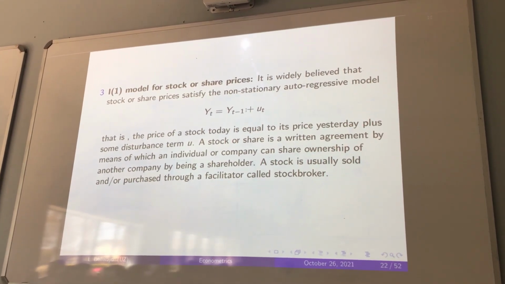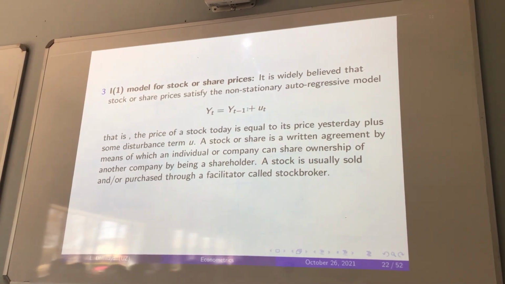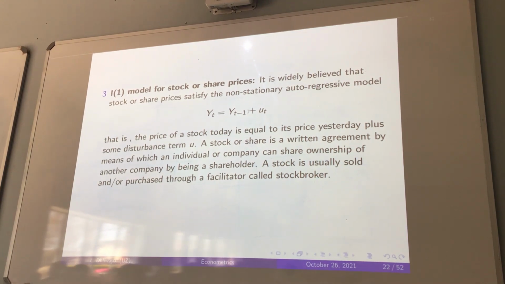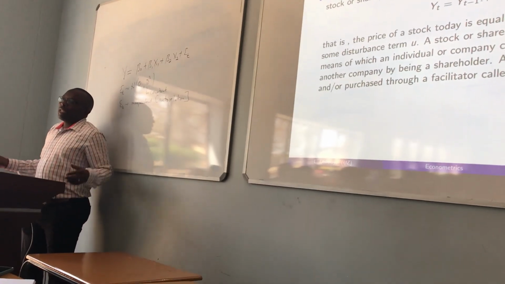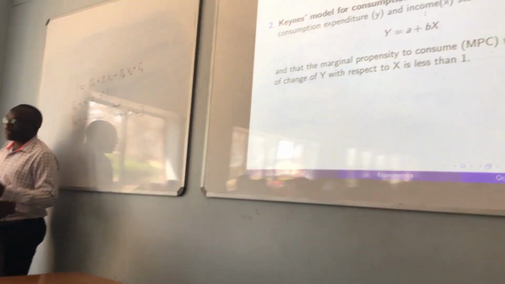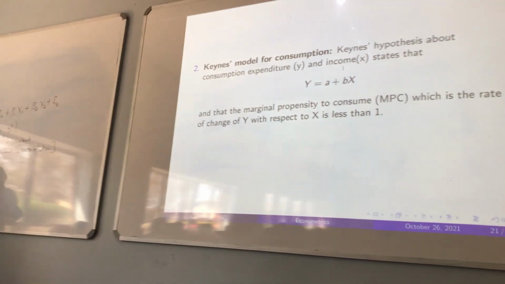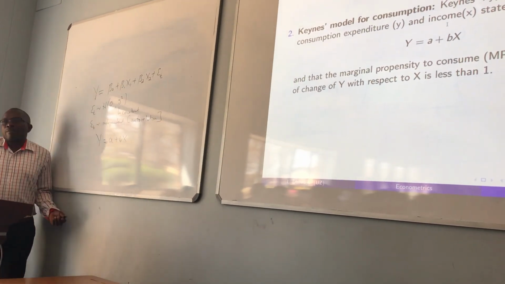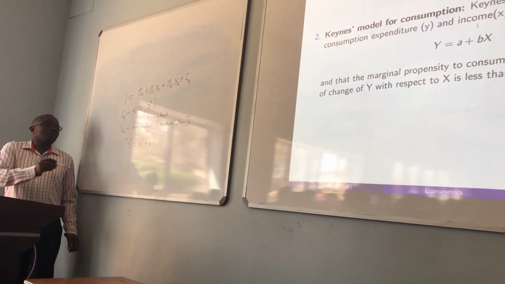A model for stock or for share prices. Okay. The difference between those from the sciences and those from the economics. In economics, they have a model already. Like here, they just say income and expenditure. The relationship is given by what? y is equal to a plus bx. So when they have a data set of income and expenditure, this is the model that they are going to use.